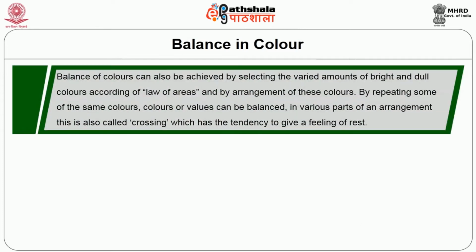Balance of colors can also be achieved by selecting varied amounts of bright and dull colors according to the law of areas and by arrangement of these colors. By repeating some of the same colors, colors or values may be balanced in various parts of an arrangement. This is also called crossing, which has a tendency to give a feeling of rest.